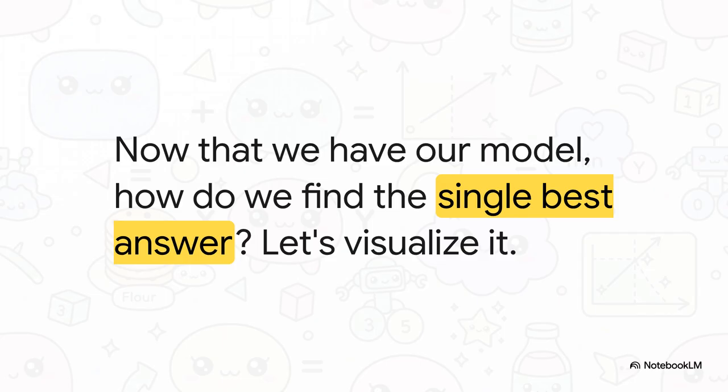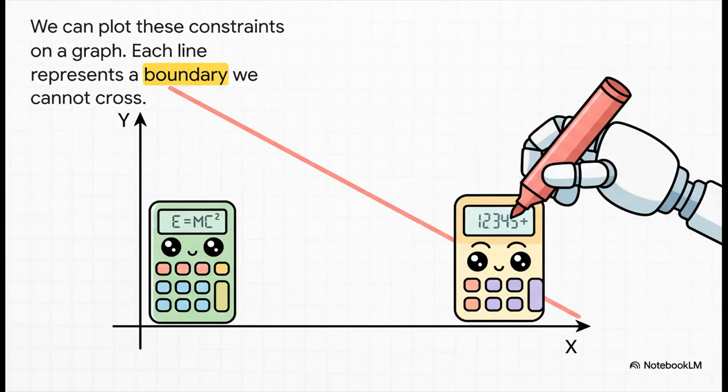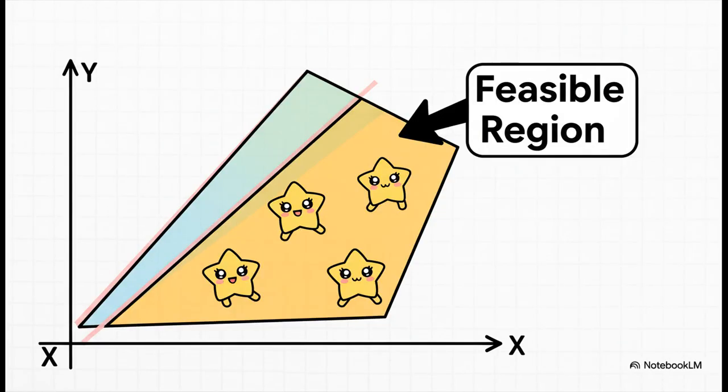Well, let's actually draw it out. When you've only got two variables, a graph works perfectly. Each rule we have becomes a line on the chart. See this shaded area where everything overlaps? That's our feasible region. The answer is in there somewhere.